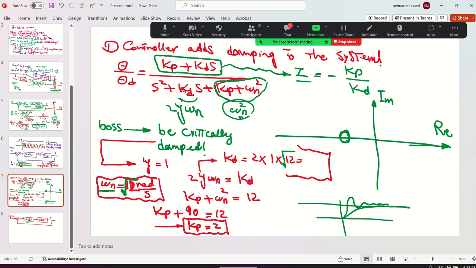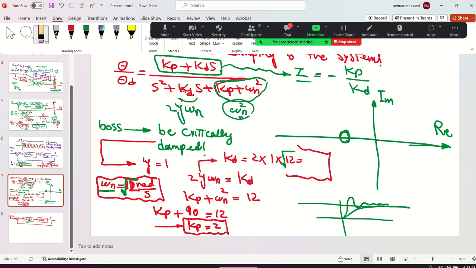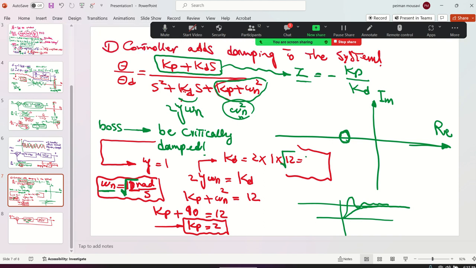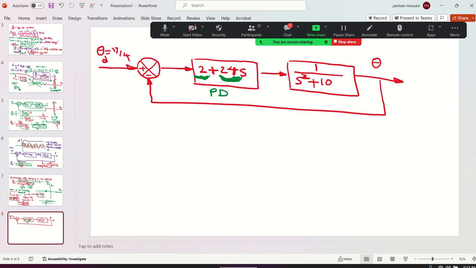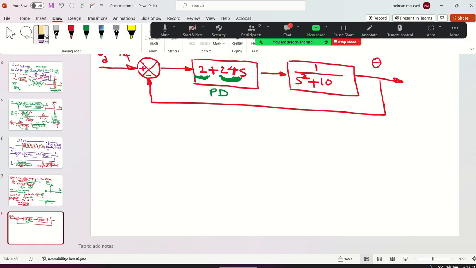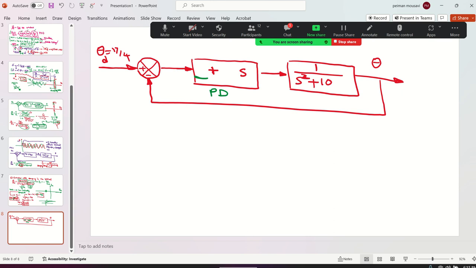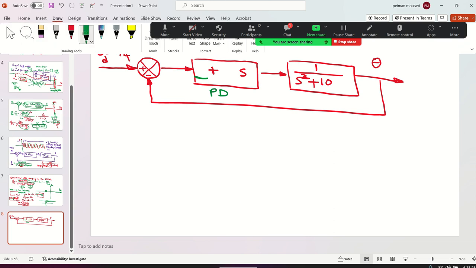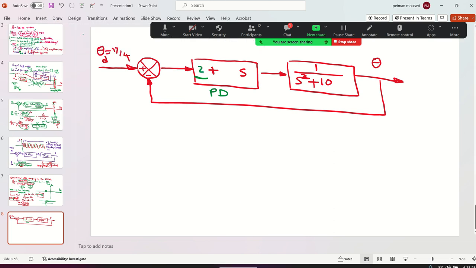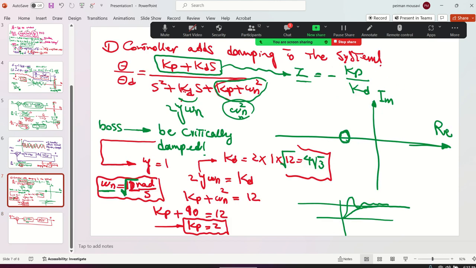It's gonna be 4 to the square of 3. So here I have to fix that. This is 2, 4 to the square of 3. Here we go.